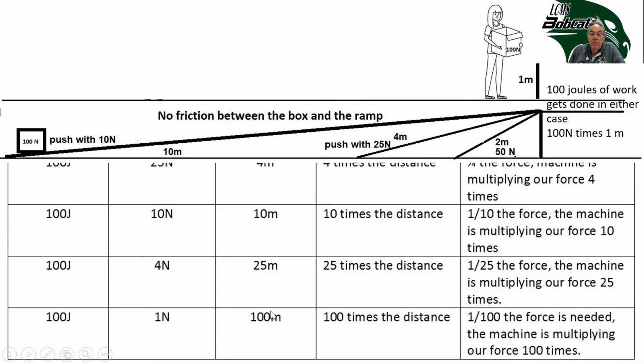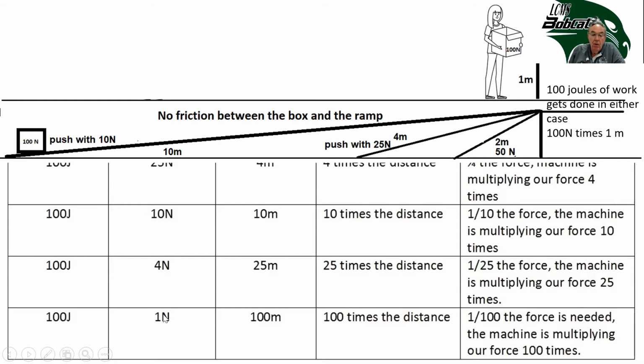And then as she made the ramp ridiculously long, 100 meters, like as long as a football field, she would only need to push with a force of 1 newton to lift this 100 newton box. Okay, she'd only need to push up the ramp with a force of 1 newton. But the trade-off is she would have to push a whole football field long to get this box only lifted about 3 feet up off the ground. So she'd have to push like 300 feet. Okay, but she could use 1/100th of the force because she would be pushing 100 times the distance.